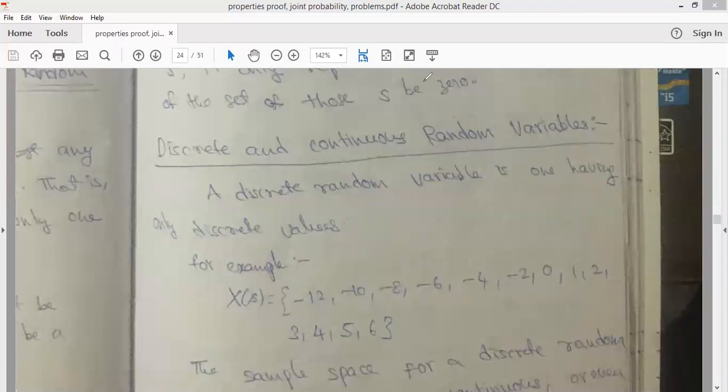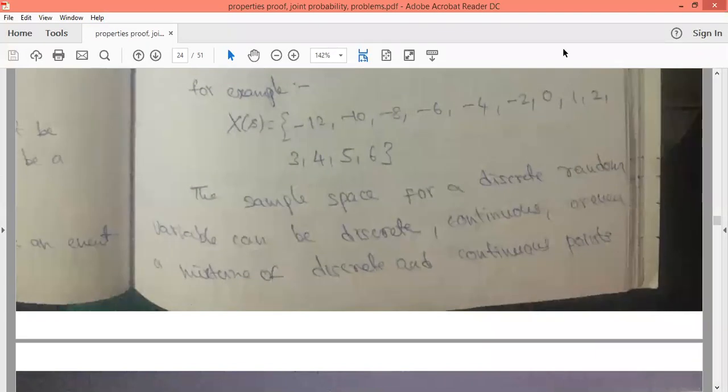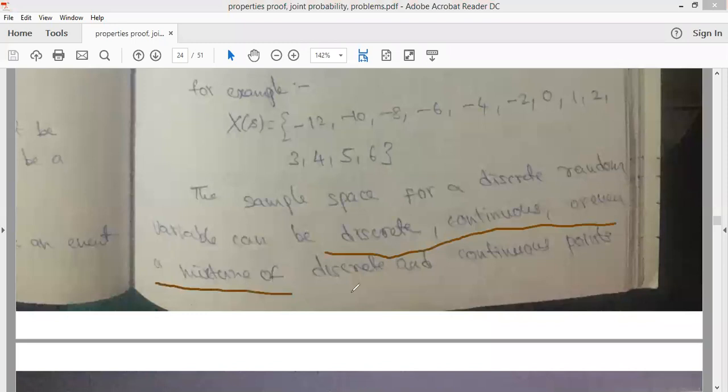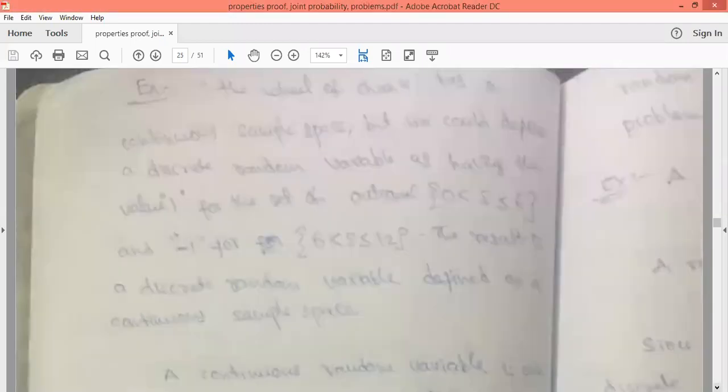Here the sample space for a discrete random variable can be discrete, continuous, or even a mix of discrete and continuous. So you can have a discrete random variable from a discrete sample space, a continuous sample space, or a mixture of discrete and continuous sample space. For example, take the example we discussed, the wheel of chance.